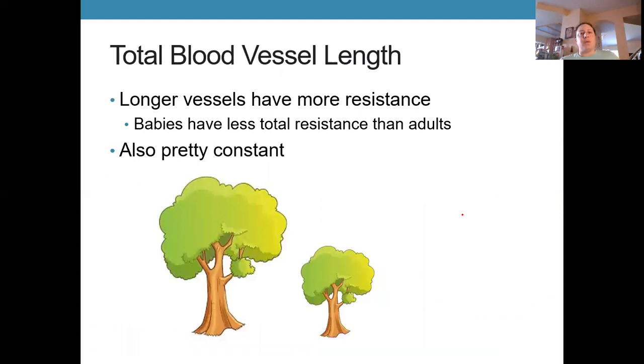Neither is total blood vessel length. So total blood vessel length is literally just how many blood vessels you have in your whole body. Basically, the bigger you are, the more you tend to have. And so you get more resistance when you have more blood vessels because that's more blood vessel wall to have friction with the blood. But it's pretty constant, so we don't worry about it when we look at the kinds of things that can be changed as far as actually influencing flow on a daily basis.